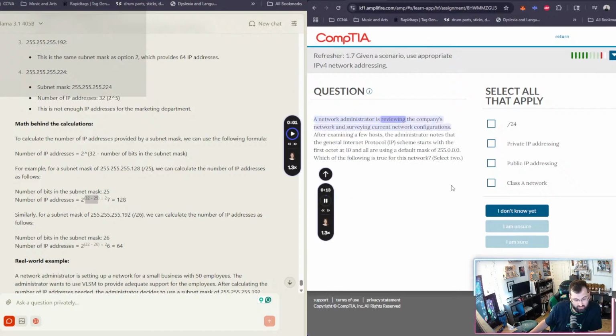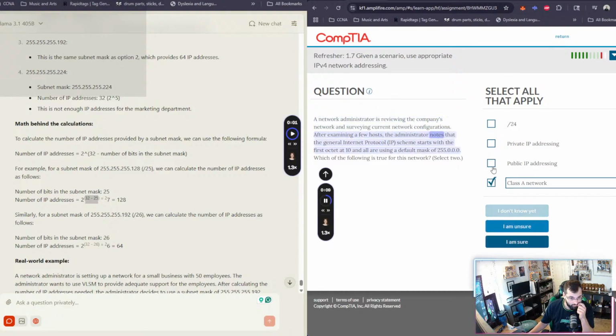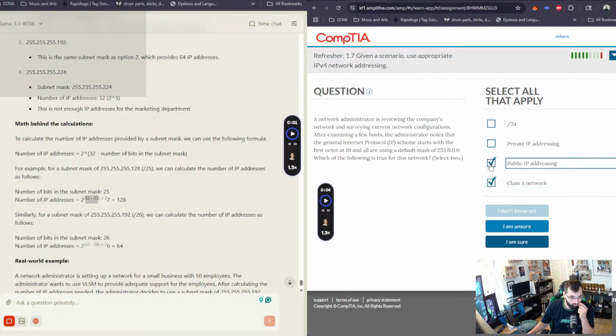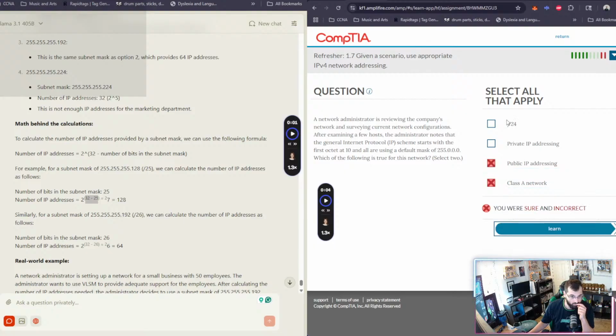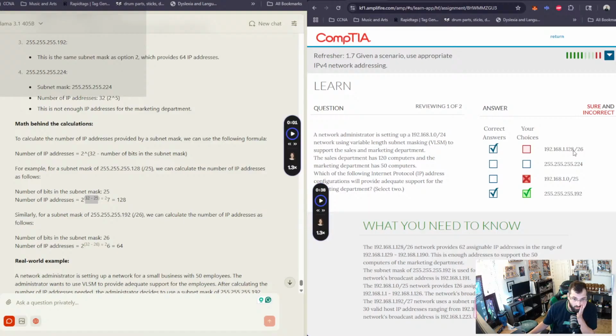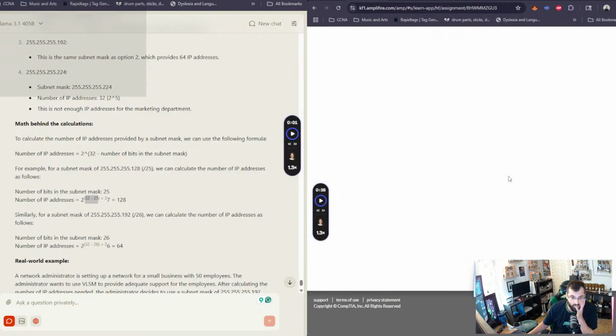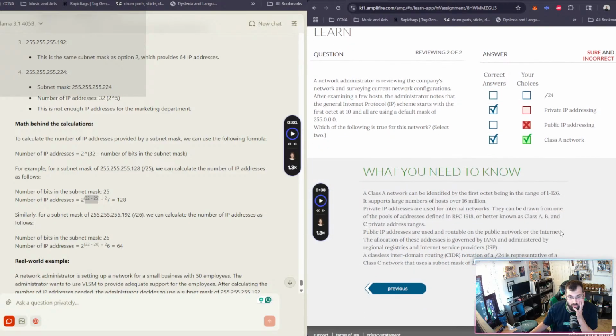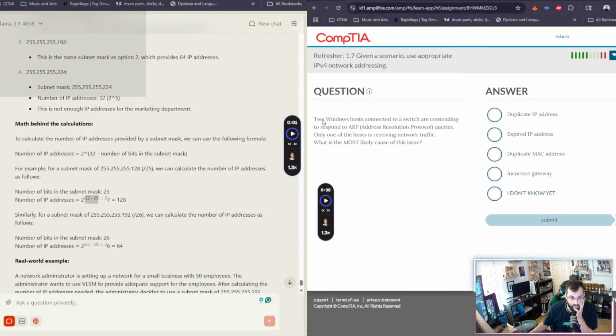A network administrator is reviewing the company's network and surveying current network configurations. After examining a few hosts, the administrator notes that the general Internet Protocol IP scheme starts with the first octet at 10 and all are using a default mask of 255.0.0.0. Which of the following is true for this network? Select 2. No, it was /24. 26, 192. I'm tired. I just want to get through this. I want to go lay down. It's a private IP address. Okay, that makes sense.